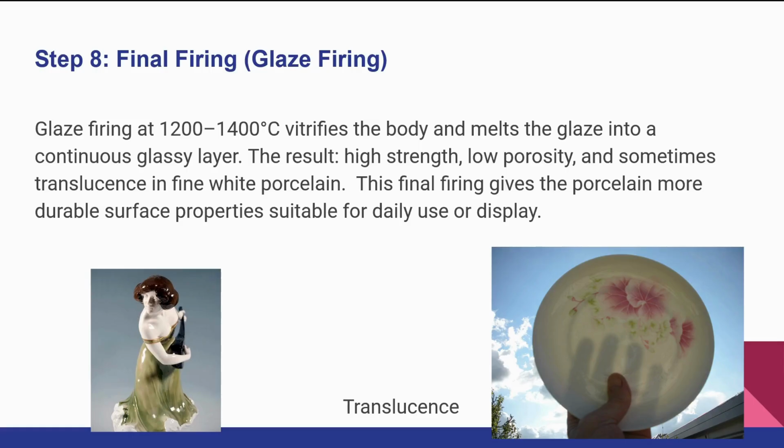Step 8. The final firing or the glaze firing. Glaze firing at 1200 to 1400 degrees Celsius vitrifies the body and melts the glaze into a continuous glassy layer. The result: high strength, low porosity, and sometimes translucence in fine white porcelain. This final firing gives the porcelain more durable surface properties suitable for daily use or display.